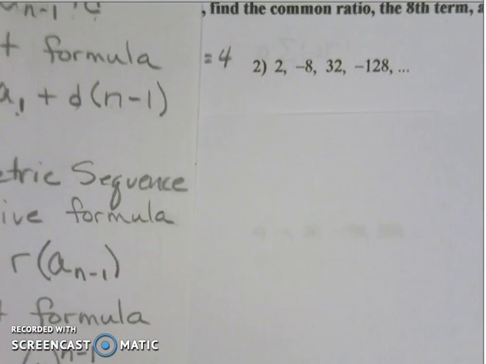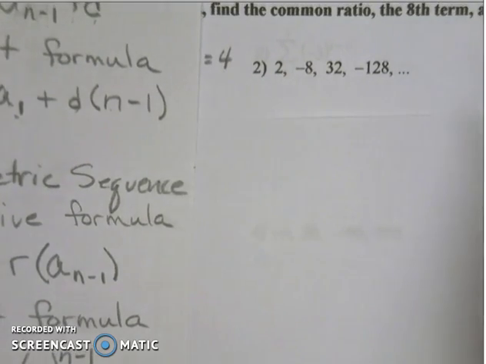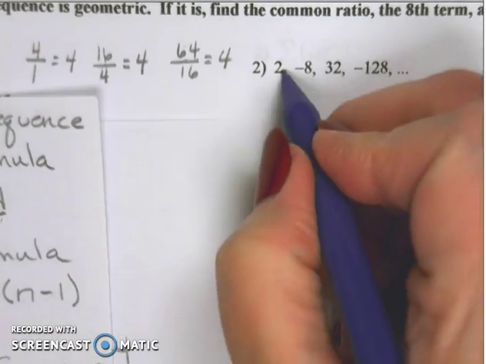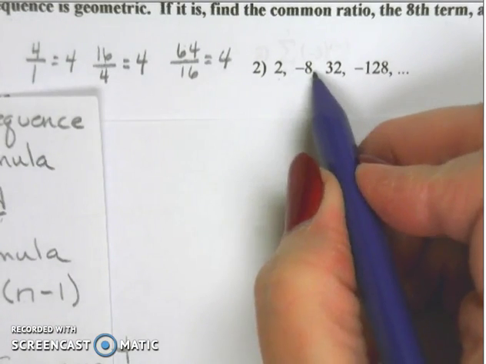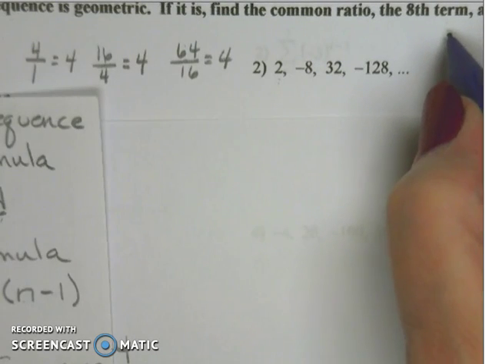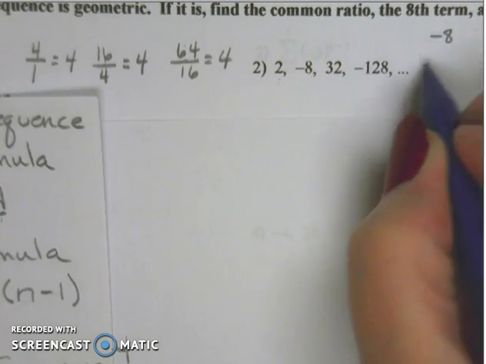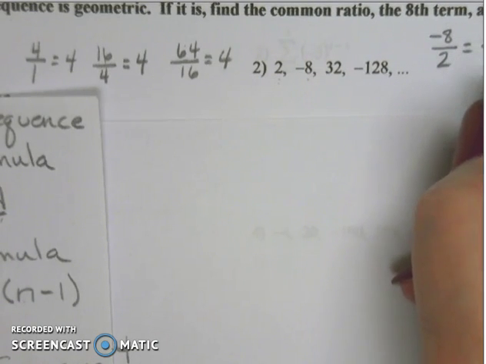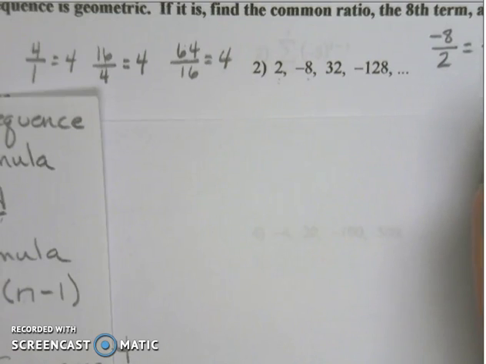All right, so for number 2, let's go through this again. I've got to determine if it's geometric, so I'm going to take and divide. Now notice here I have a negative, a positive, a negative, a positive, and negative. That provides me a little interesting turn of events. Take the second one, divide it by the first one, gives me -4. Take the third one, divide it by the second one, still gives me -4. Take the fourth one, -128, and divide it.